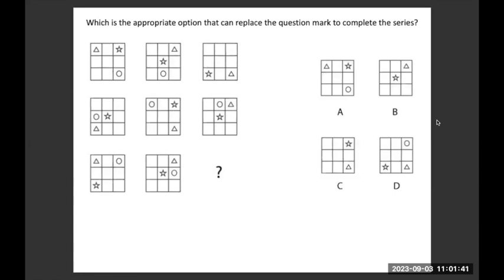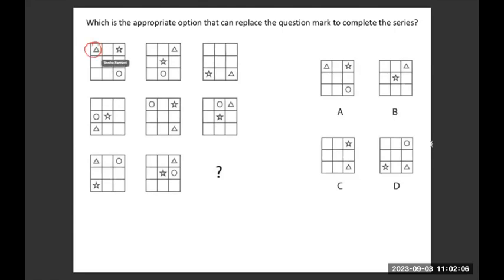Twisha, Yesha, Manush, wrong answer. Trisha, Tisha, Khushbu, correct answer. Rudraksh, correct answer. Tisha, correct answer. Twisha, wrong answer.